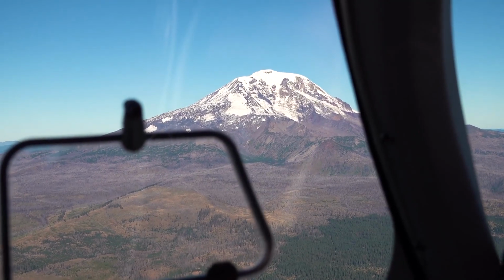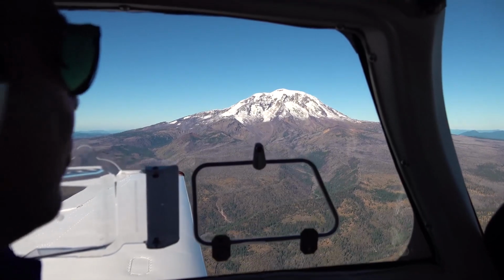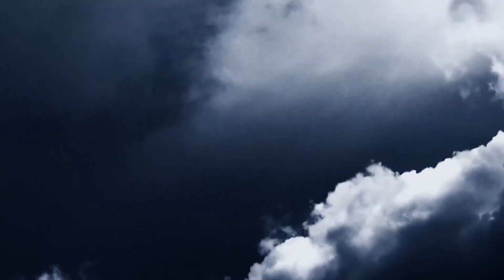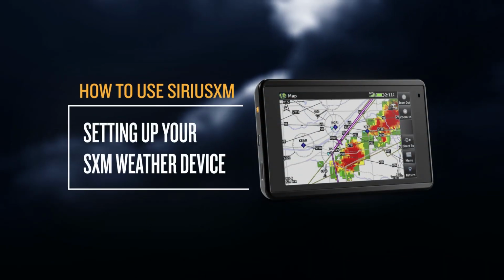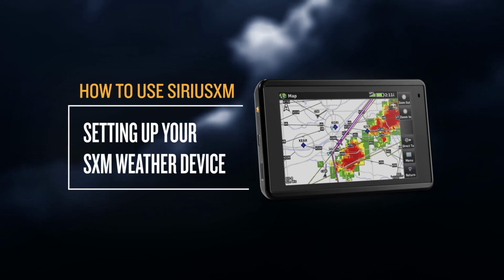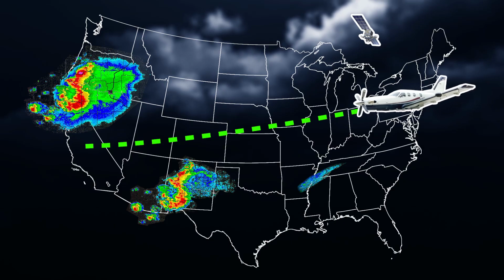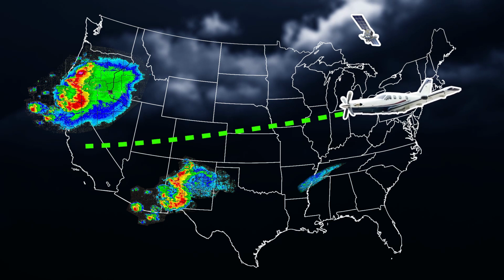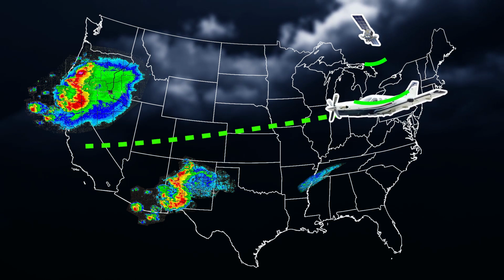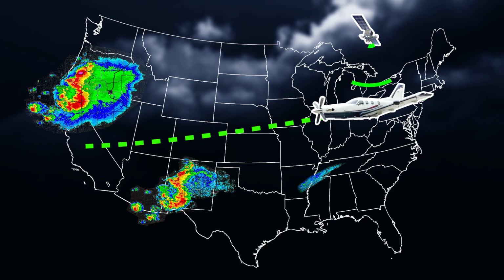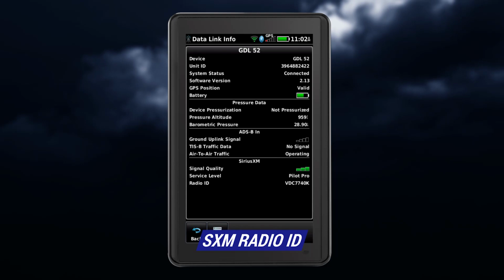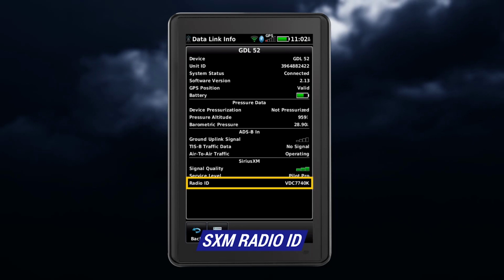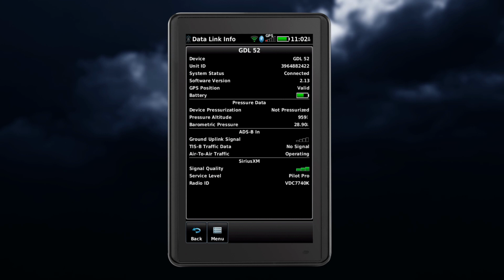Setting up your SiriusXM weather and audio equipment can be easily accomplished through a few simple steps. Continuous SiriusXM satellite updates, which are also accessible on the ground unlike FISB, can assist you in making better, more timely flight decisions. To get started, let's talk about how to find your SXM radio ID on your SiriusXM weather-capable device.